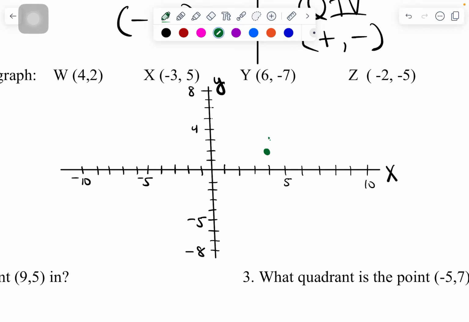So I'm going to label that point W. That is the location that point W is at. That is 4, 2.